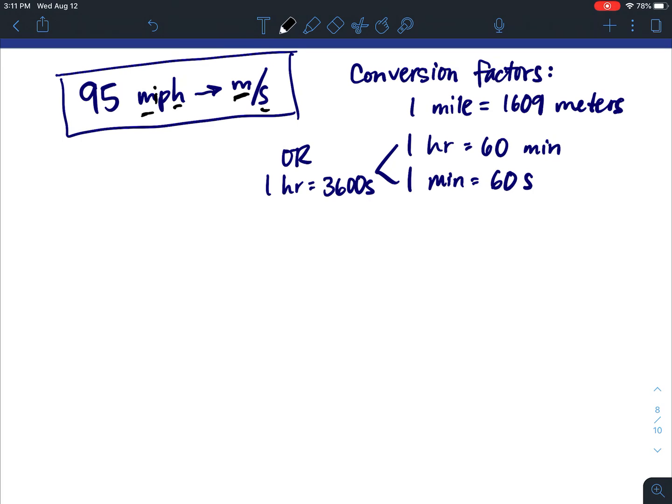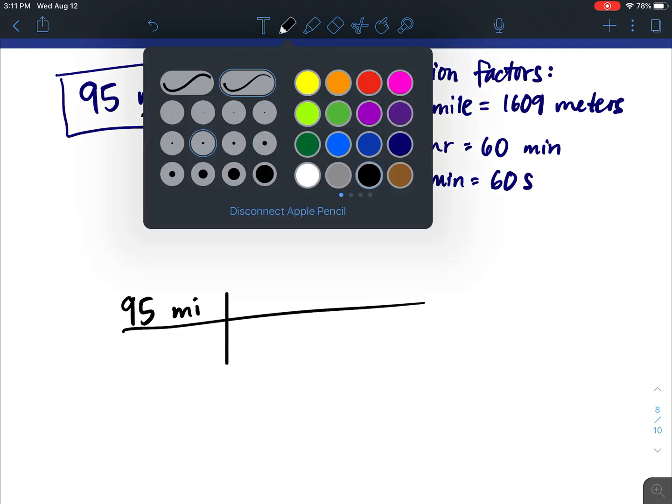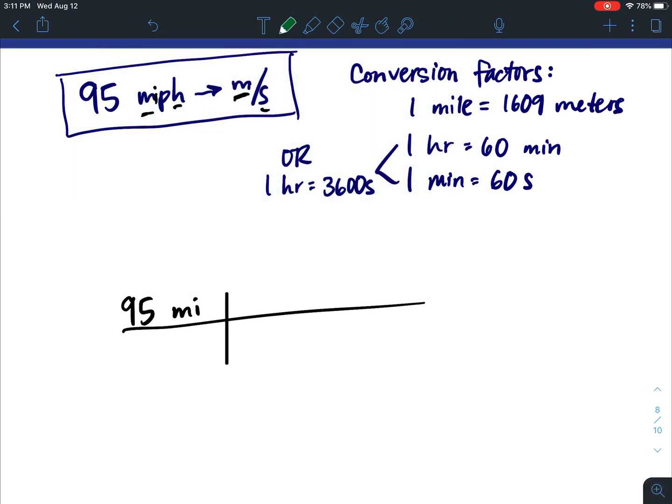And there are a couple ways to do this. First way is to go ahead and set up your number, 95 miles per hour. Actually, I'm going to color code a little bit because I'm changing both here. So I'm going to put what's on the bottom in green. Miles per hour is like saying I can go 95 miles in 1 hour. So mph here is going to break up like that.